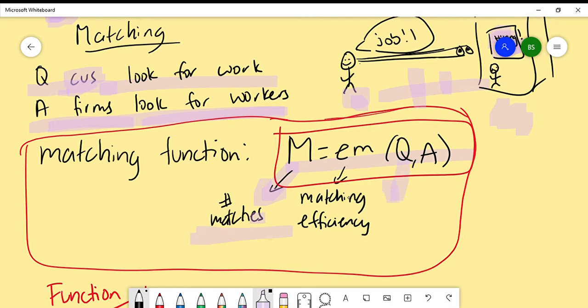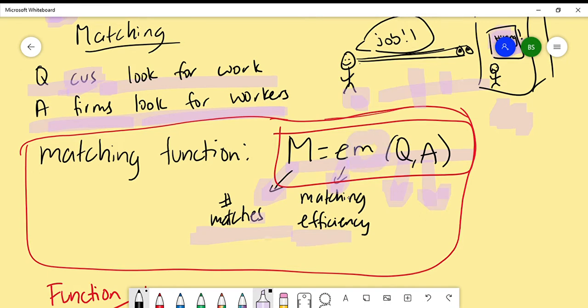Q is the number of people, like the number of workers. A is the number of firms. E is this thing called matching efficiency. So I guess it's how easy it is for people to match. This might be improved by technology, maybe, like if you have better technological processes that can determine which employee is best suited for your job and find people like that. Something like that, matching efficiency.